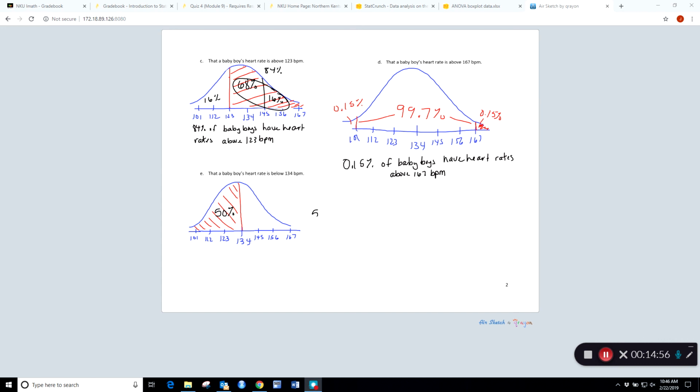So then there's a 50% chance, or 50% of baby boys will have heart rates below our 134. Right, so that's all of the example attached to the empirical rule to find probabilities.